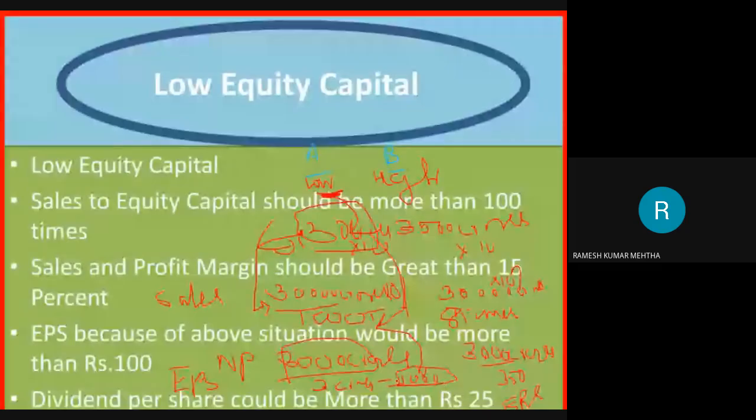So a company with low equity capital, registering a good amount of sales and profit, is registering a good amount of earnings per share, and this company is in a formidable position to declare a good dividend. Whereas in this case, the earnings per share is only 8 rupees for the simple reason that the equity share capital is very high. So this is what I mean when I say a low equity base should be there.